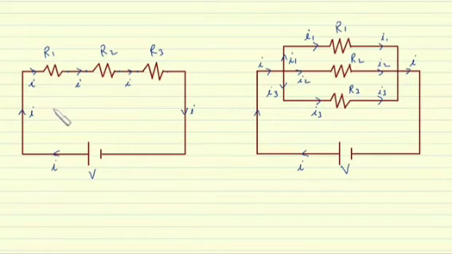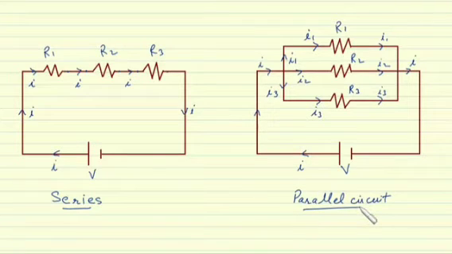In some circuits resistors are connected in series. Here we can see that it is a series of resistors, one after one. So this is called a series connection. And here we can see that all the resistors are connected to each other in parallel. So it is called a parallel circuit.